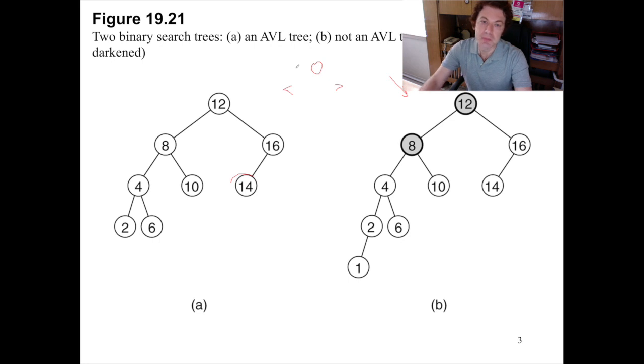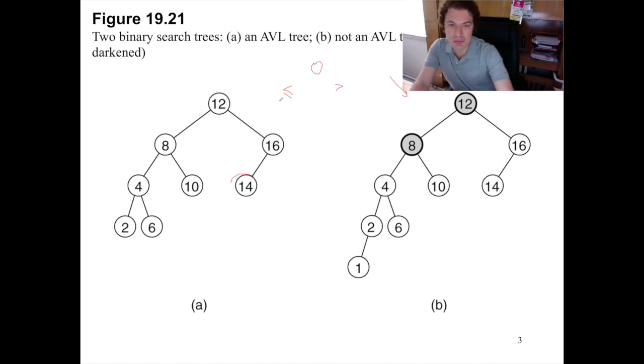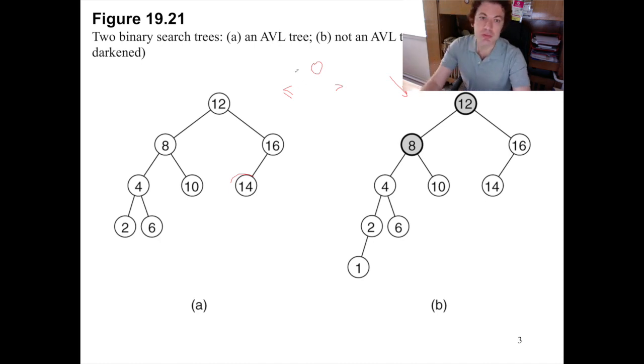If you accept duplications, then you may choose equals to go to the left or the right. It is not a real rule for duplications, but the idea is that the small guys go to the left and the big guys go to the right. So this is a binary search tree, but it is not an AVL tree because of this node. This node is also not okay, but only one node is enough to declare it a non-AVL tree. In this node, the left subtree has a height of 2, and the right subtree has a height of 0. Not okay.